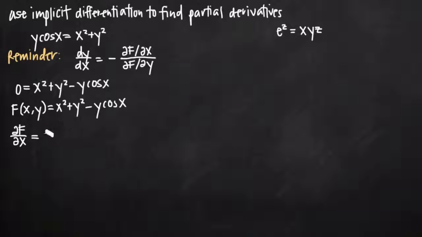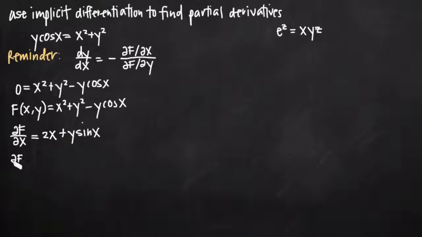So the derivative of x squared will be 2x. The derivative of y squared will be 0 because y is a constant, so y squared is a constant and the derivative of any constant is 0, so that'll go away. And then here for minus y cosine of x, the derivative of cosine here is negative sine. Remember that y just acts as a constant coefficient on this cosine of x. So since the derivative of cosine is negative sine, that negative on the sine will cancel with this negative and we'll get plus y sine of x, and that'll be our partial derivative of F with respect to x.